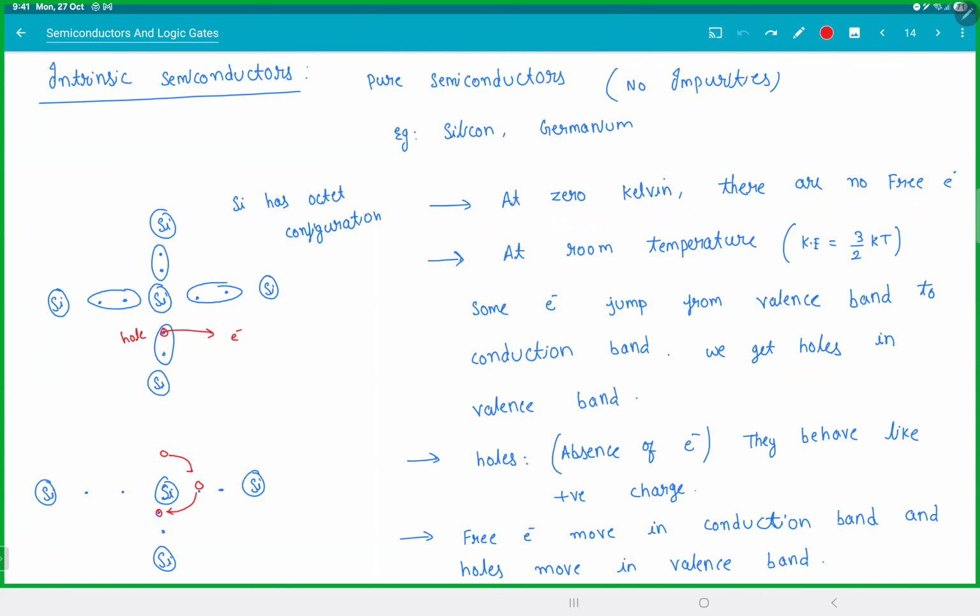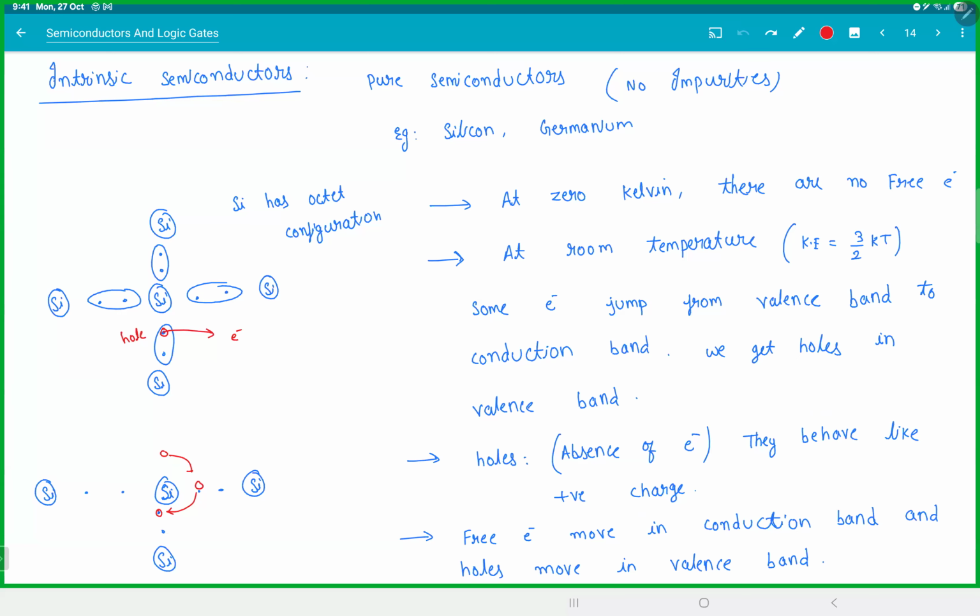Again, think of it like this. What is a valency band? The highest energy level occupied by the electrons. What is the conduction band? The common energy level. So electrons will jump from the lower orbits to higher orbits, which is valency band to the conduction band. Now, whenever the electrons jump from there, you will get a vacancy there. These vacancies are called holes.